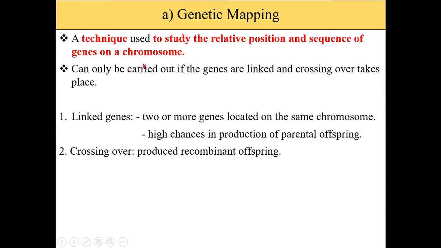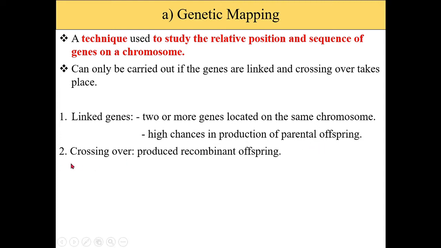on one single chromosome. So this means this technique can only be used or carried out if the genes are linked and also crossing over takes place. If you remember linked genes, this refers to genes that are located on the same chromosome. And depending on their distance, two or more genes have higher chances to be inherited together. So that will produce parental offspring, in which offspring have the same characteristic or trait as the parent.